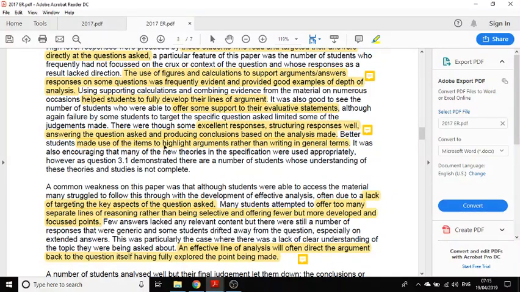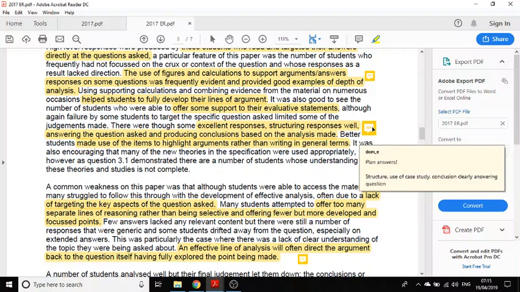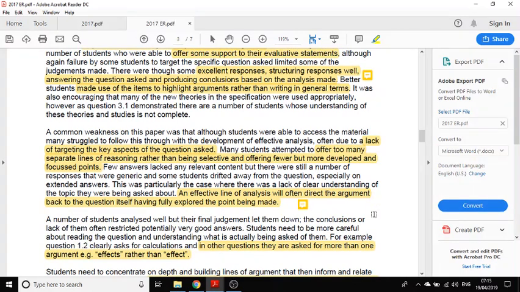Better students made use of the items to highlight arguments rather than writing in general terms. So, really important to plan your answers before you start them. Think about the structure of the answer. What are you going to focus on in each paragraph? Use the case study and have a conclusion that really clearly answers the question. The first line of your conclusion should paraphrase the question so that it really clearly answers it.